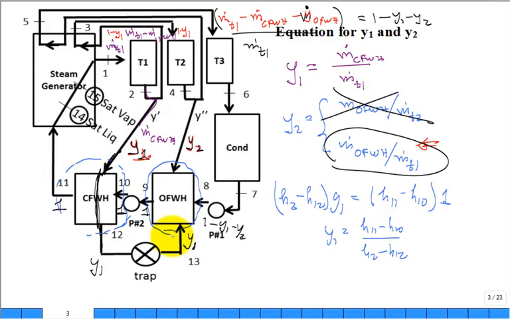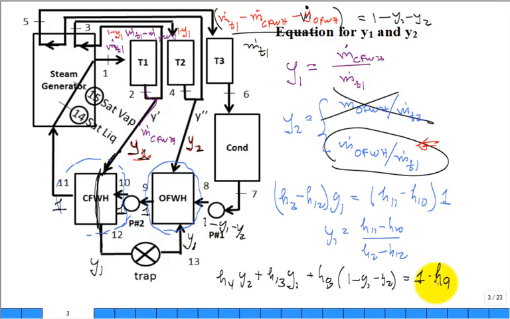How about now for the energy balance to get Y2? Well, same thing. You've got your mass balances, so what comes in is H4 times Y2, and in from the bottom, H13 times Y1. And then what comes in from after the pump, H8 times 1 minus Y1 minus Y2. And the only out is 1 times H9.